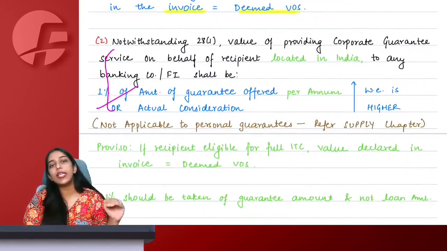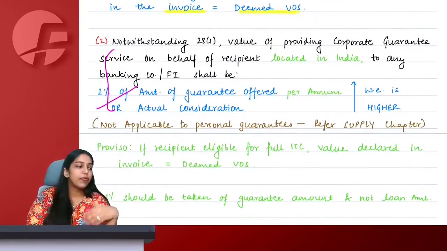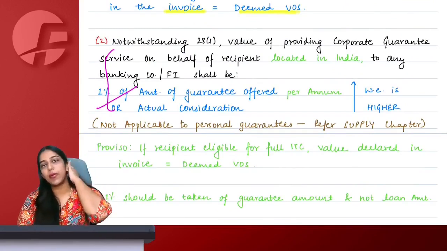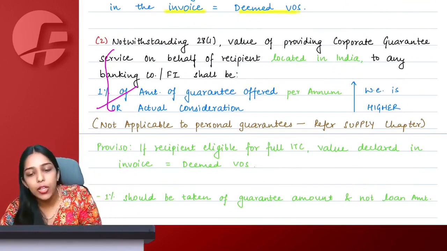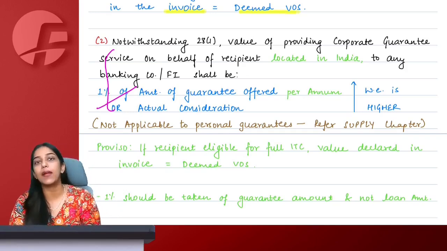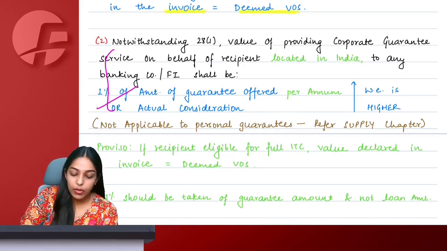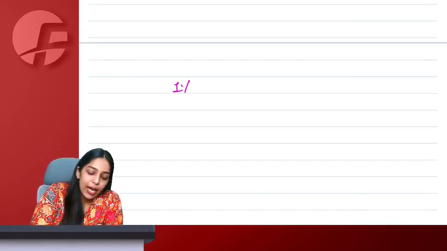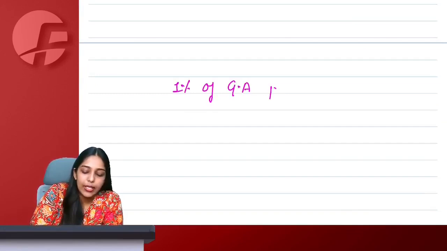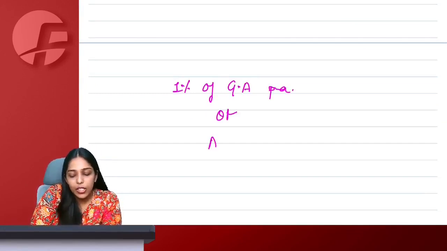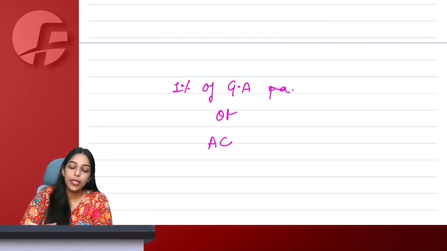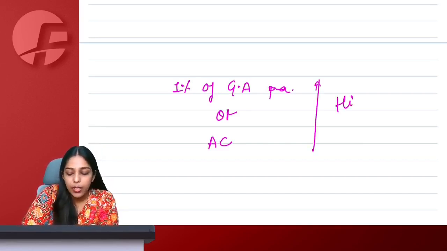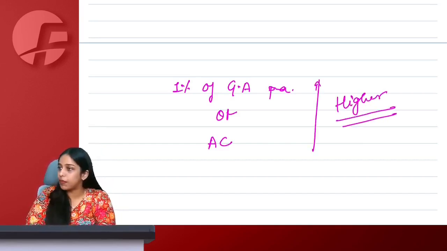For the entire Rule 28, this proviso remains common: if my recipient can take ITC, then I will forget everything, and whatever I am actually charging and showing in the invoice becomes my value of supply. If ITC is not available to my related person and I am providing a corporate guarantee, in that case I will take 1% of the guarantee amount per annum, or the actual consideration I am charging to issue this corporate guarantee, whichever is higher, as the value of supply.